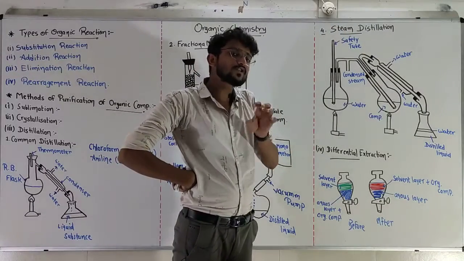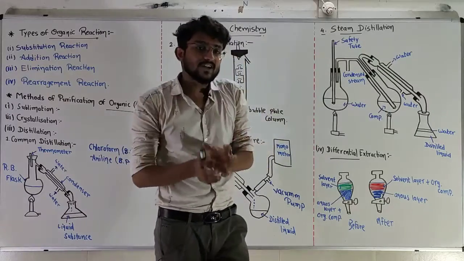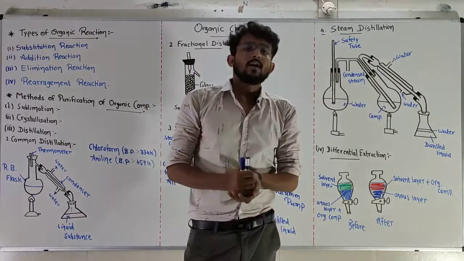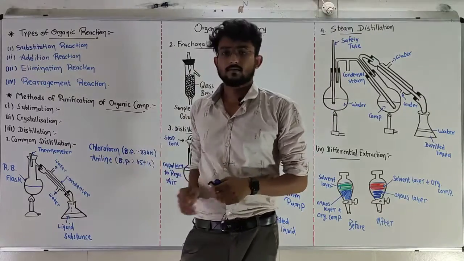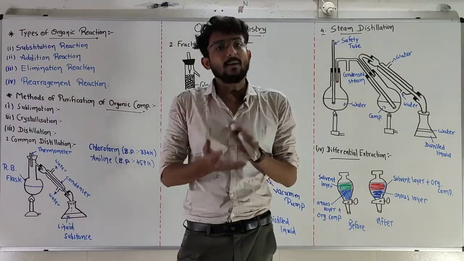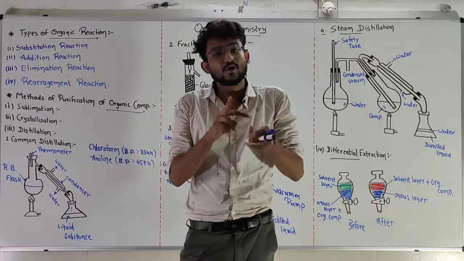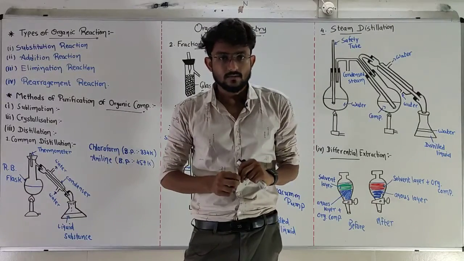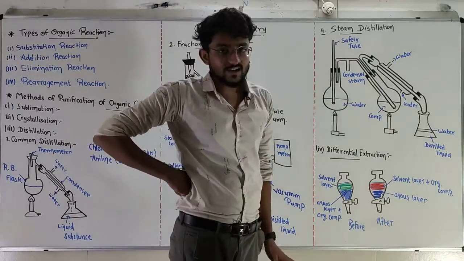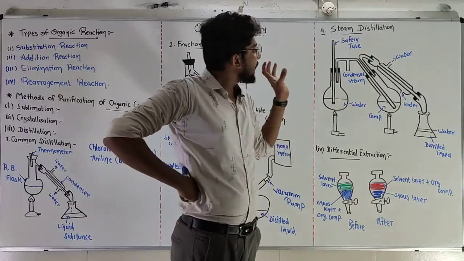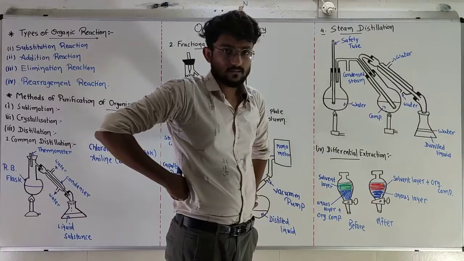But when can we use water steam? When our substance is insoluble in water, we can use this method. Suppose aniline. Aniline cannot be mixed with water because both are insoluble in each other. So we can use aniline for this type of distillation. What are we doing in this distillation?